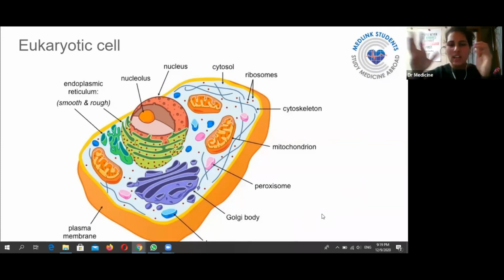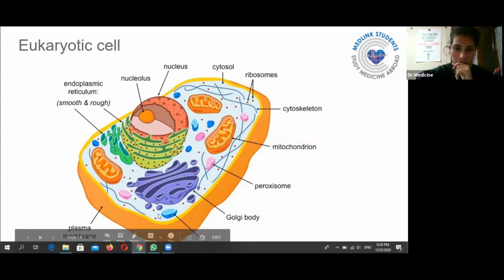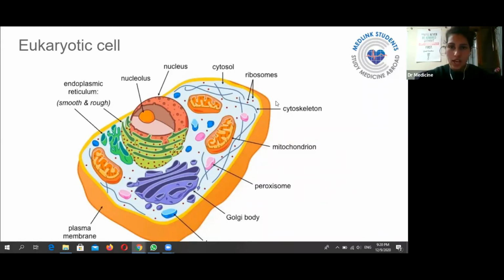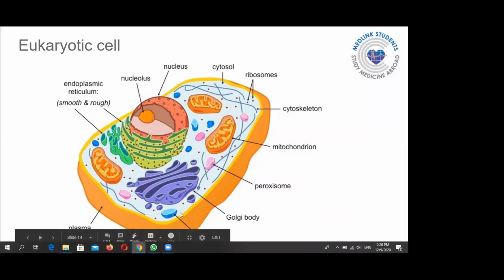Can you please tell me, someone can raise their hand or write on the chat, whichever is easiest. What is the difference between smooth endoplasmic reticulum and rough endoplasmic reticulum in their structure? Go ahead, Federico. If you have something to share. I can't hear you if you are speaking. Do you hear me? Yes, I hear you.